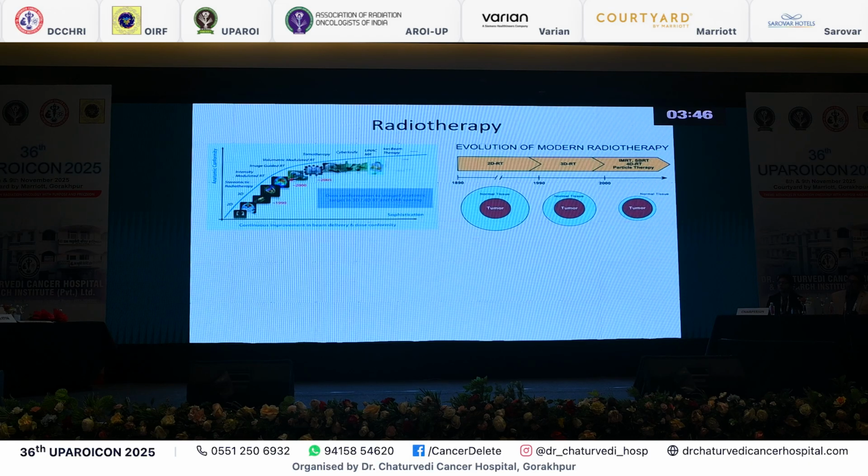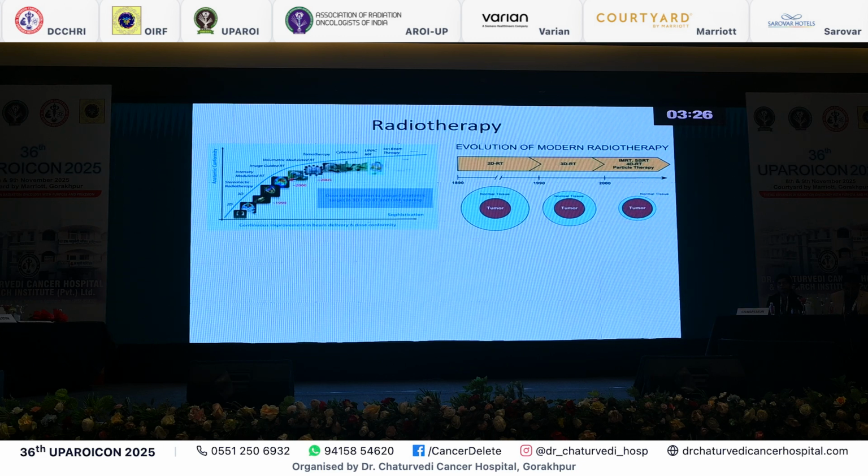Because we didn't have an imaging modality. We were restricted. We didn't know the location of the tumor. So what were we doing? We were trying to play it safe. We were taking a bigger margin. But everything we pay for: if you take a bigger margin, more toxicity. More toxicity means you can't give a higher dose. If you can't give a higher dose, the tumor is not going to be cured.